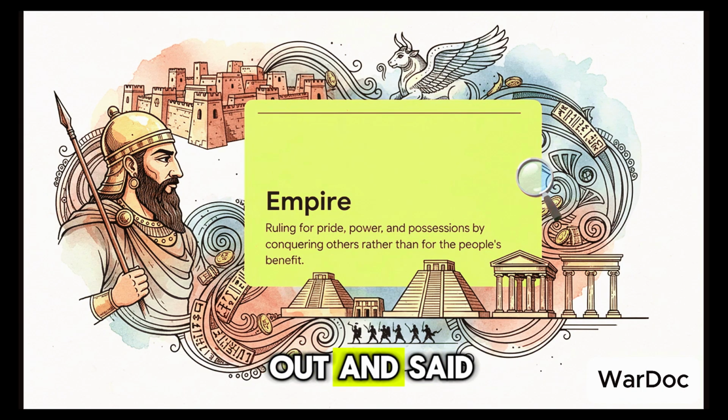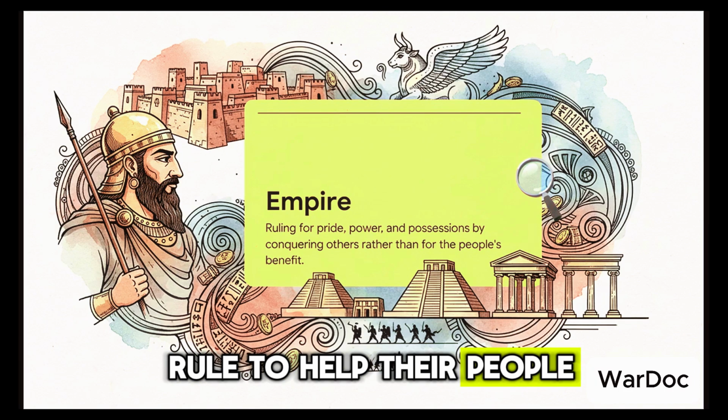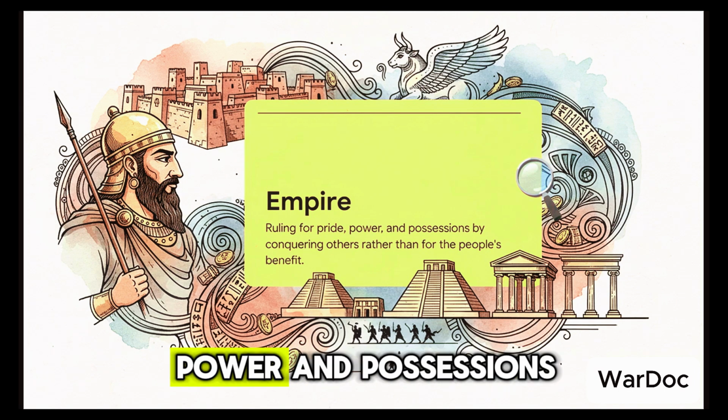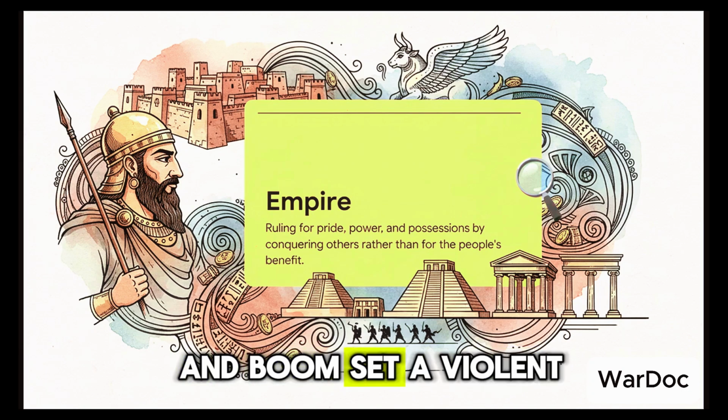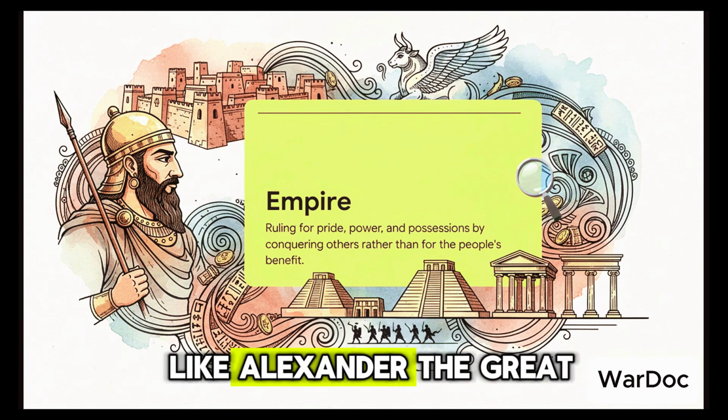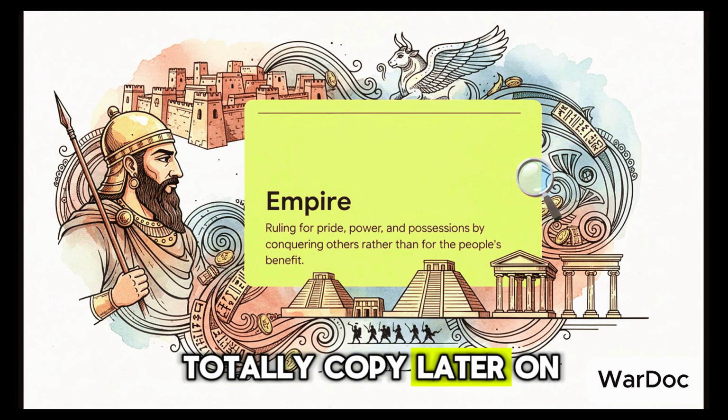He actually came right out and said that kings shouldn't just rule to help their people, they should rule to boost their own pride, power, and possessions. So he conquered his neighbors, built the first empire, and boom, set a violent, expanding template that guys like Alexander the Great and the Romans would totally copy later on.